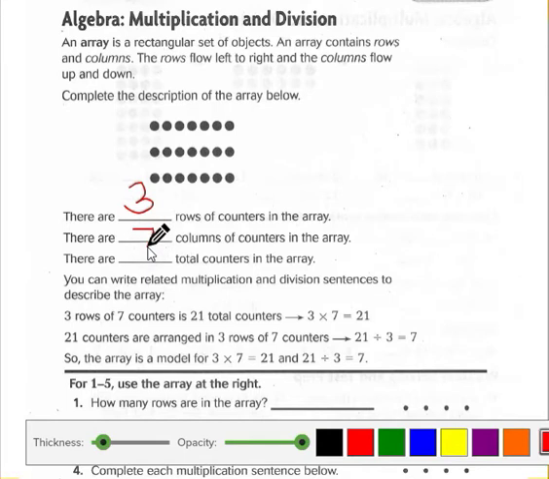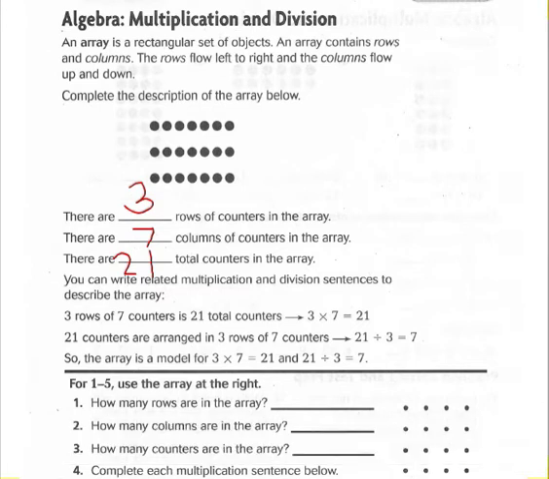So now, how many are there in total? We're not going to count them because we know that 3 times 7 is 21. I have 21 counters in all. All right, let's go ahead. I need my cursor. Let's scroll down just a little bit.